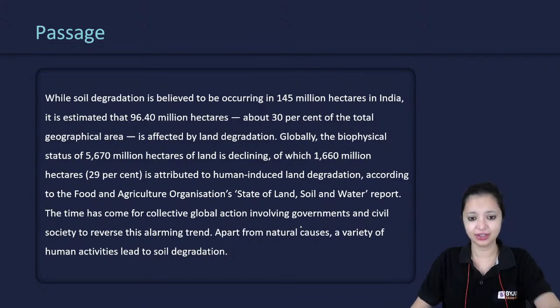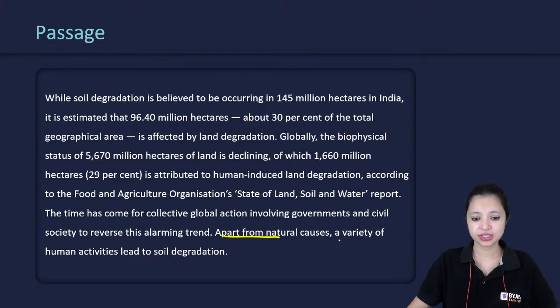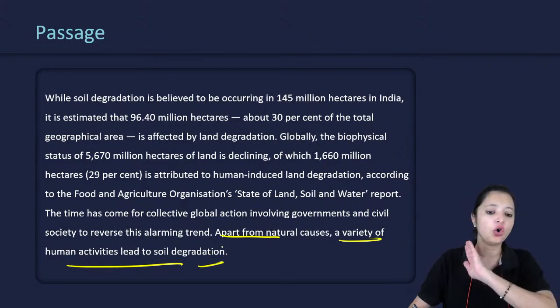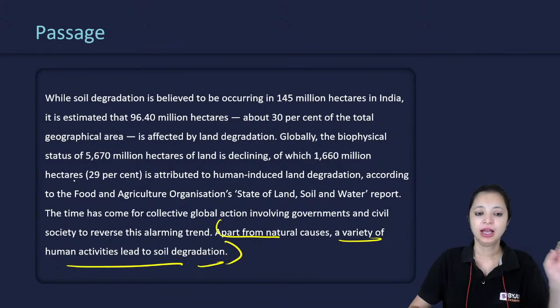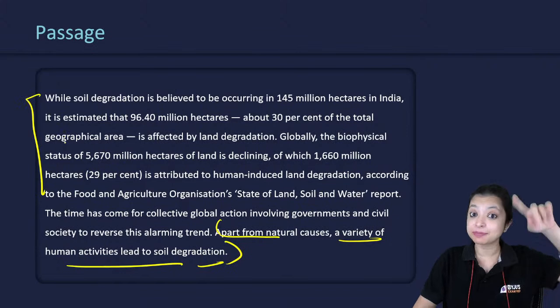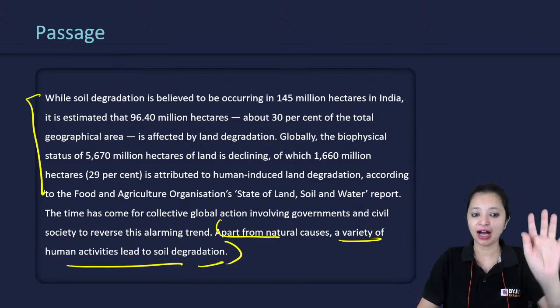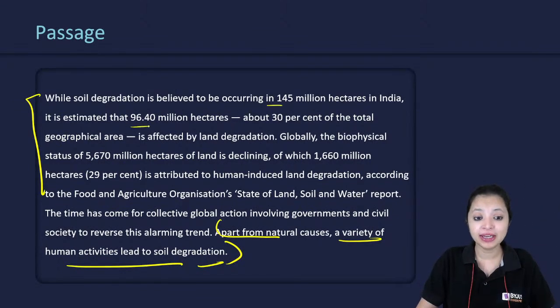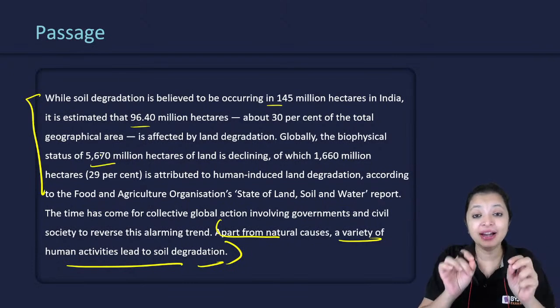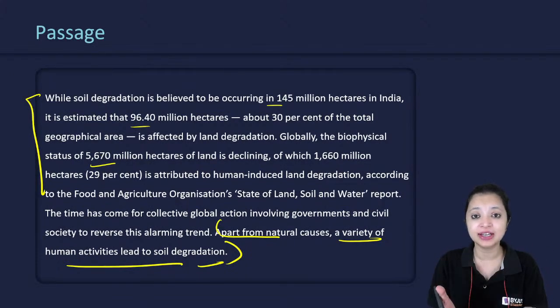Last line, okay. Apart from natural causes, a variety of human activities lead to soil degradation. The only important part here. Everything else is an explanation of the previous page. And the moment you saw so many numbers, you knew it's barely a justification of how our soil is degrading, right? I don't have to read the justification.